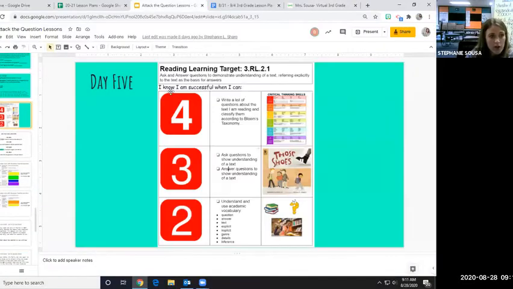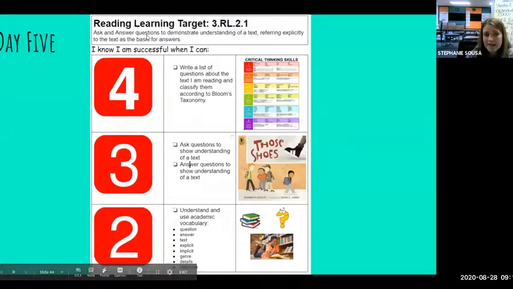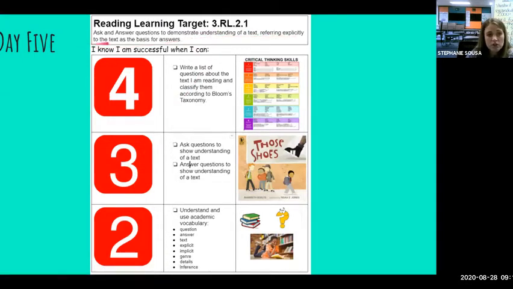First of all, we're going to start with our target, right? Our target is our learning goal. And you know that you have been working on asking and answering questions to demonstrate understanding of a text, referring explicitly to the text as the basis for the answers. We've been working on this level 3. Ask questions to show understanding of a text. Answer questions to show understanding of a text, okay?